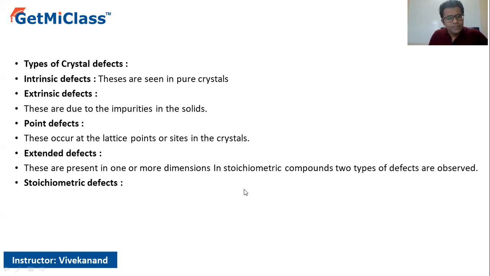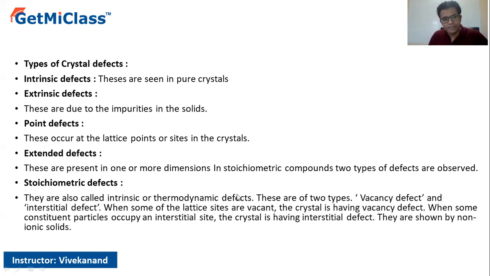Stoichiometric defects are also called intrinsic defects or thermodynamic defects. Correct. They are of two types. One is called the vacancy defect and the other is called the interstitial defect, as we have already seen. Now, we will observe the vacancy defect and the interstitial defect in a complete section.